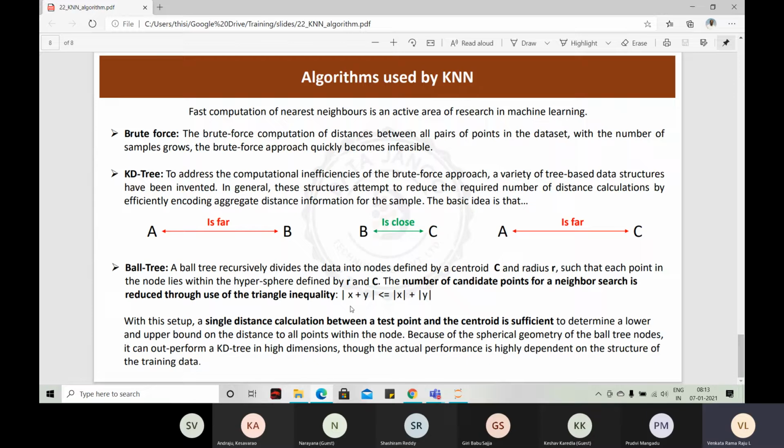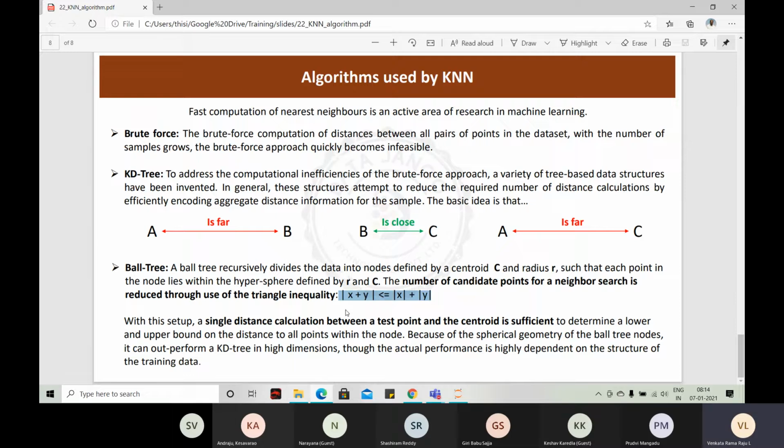If it's 3-dimensional, it's going to be a globe. But if it's 4-dimensional, I don't know how it's going to be. So 3 dimensions means you have 3 input values, which gives a globe with radius R and C as the data point. The number of candidate points for a neighbor search is reduced through use of the triangular inequality. Mod of x plus y should be less than or equal to mod x plus mod y. This is the formula where it tries to decide whether x and y are close to each other or not.